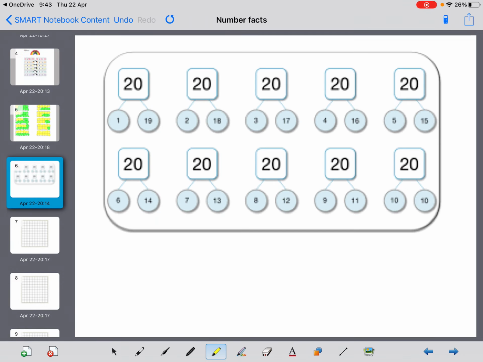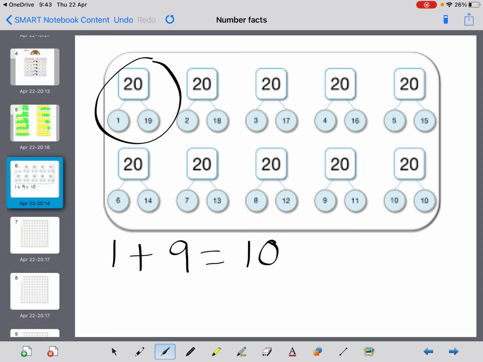Once children know their number bonds to 10, this will help them with their number fact knowledge to 20. For example, I know off by heart that 1 and 9 equals 10, and here you can see that 1 add 19 makes 20. So you can see I've added a 10 in the tens column and 20 is 10 more than 10. So I can start to relate and use number facts to help me with other areas of my addition.